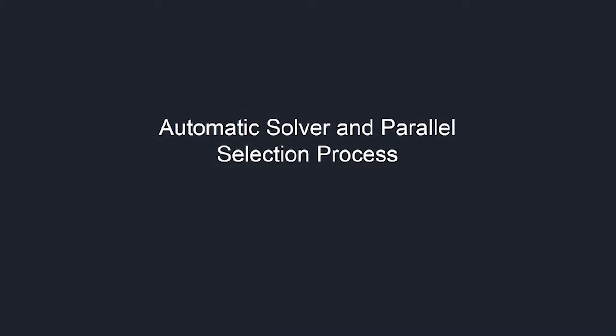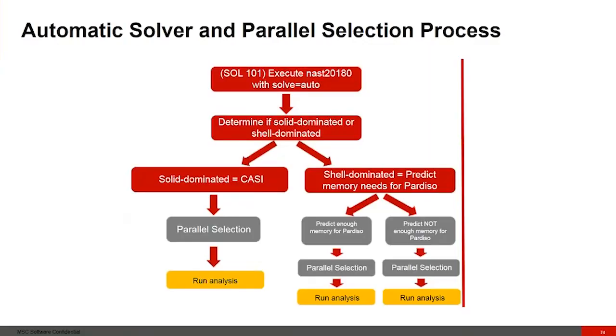Last item that I want to mention is this cool feature that we have added in our version 2018. It's an automatic solver selection, and it automatically selects the solver for you and the parallelization method. So it's a very cool feature. What you do is you execute the analysis in Nastran 2018 with solve equal auto, and it will decide what solver to use depending on whether your model is solid-based or shell-dominated, and mostly useful in solution 101 and 400.